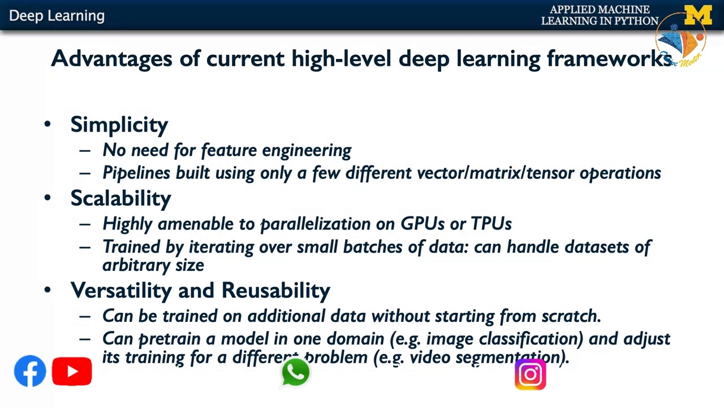Deep learning models using these frameworks are also very versatile and reusable. They can be trained on additional data without starting from scratch. So it's easy to thaw an existing model, so to speak, add more training data to update the weights, and then, quote unquote, freeze it again for use on your new task. So you can pre-train a model in one domain, like image classification, and you can adjust its training for a different problem, like video segmentation.